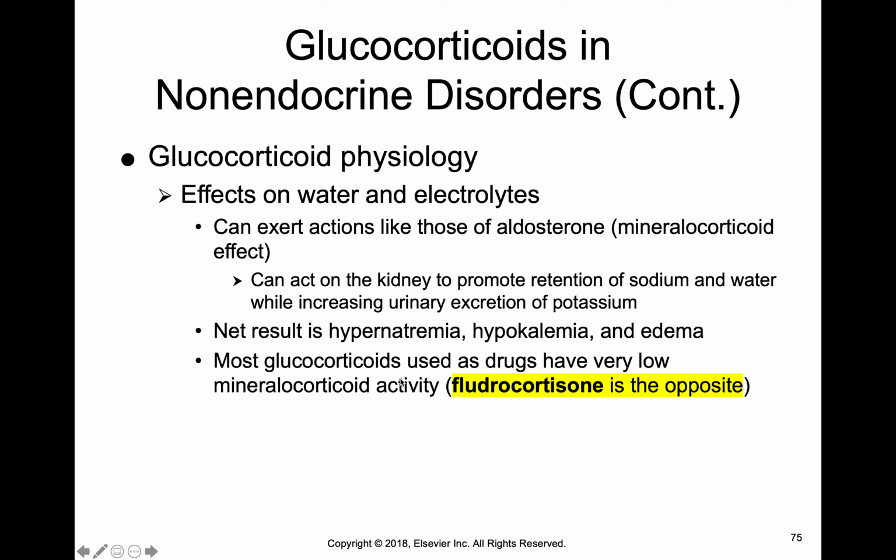Most glucocorticoids as drugs have very low mineralocorticoid activity, and really mineralocorticoid activity is what drives this aldosterone response. Except for fludrocortisone, it's really the only steroid that we use that has a high amount of mineralocorticoid activity, and we will use this in cases of orthostatic hypotension, or in hepatorenal syndrome, where we need to retain more sodium because of low blood pressure. Fludrocortisone is a drug that can do that.